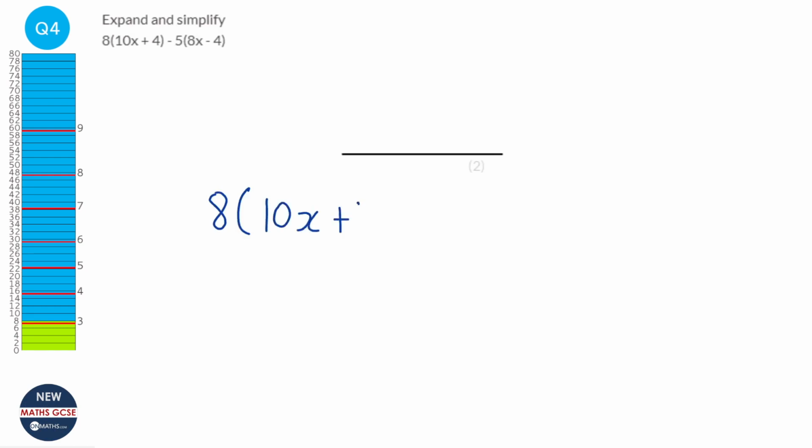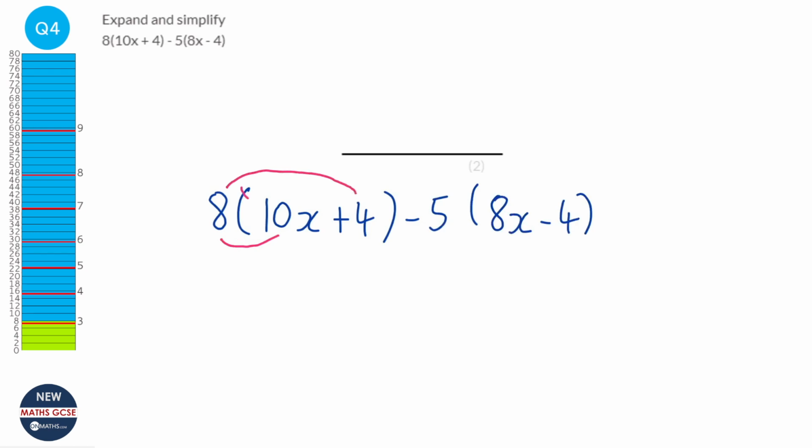I'm just going to write the question out, so we've got a little bit bigger writing to play with here. And it doesn't actually matter which method you expand these brackets with. I'm going to use smiles and rainbows, so we multiply the 8 by the 10x, which will make 80x, and multiply the 8 by the 4, which will make 32.